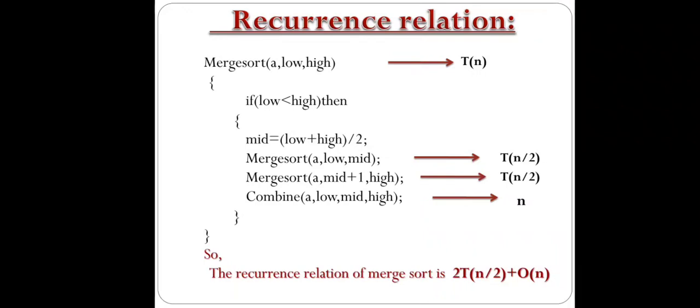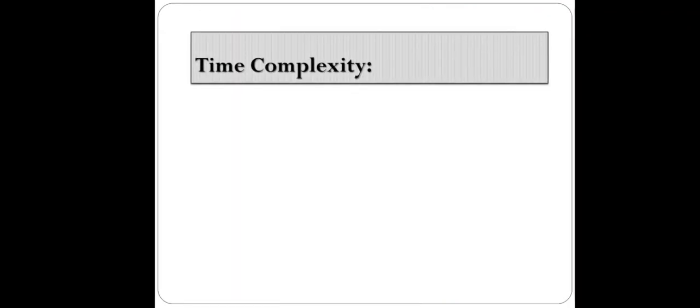From this we can conclude that the recurrence relation for the merge sort algorithm, T of n, is 2 T of n by 2 plus big O of n. So we have seen the recurrence relation for the merge sort algorithm. So now, what is the time complexity for the merge sort algorithm? The time complexity for the merge sort algorithm, we are finding it by Master's theorem.